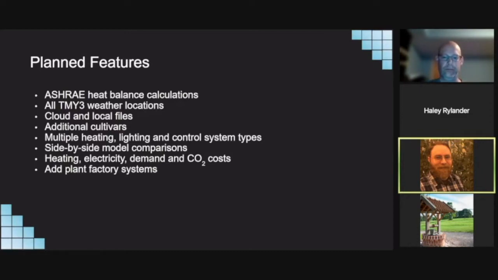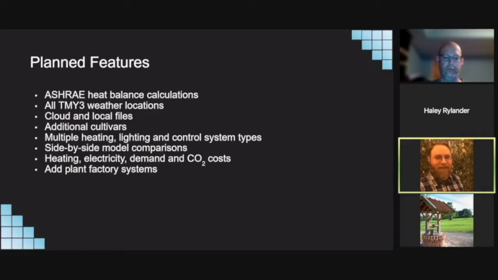We would like to have the ability to save your files both on the cloud and locally. For example, if you save your files on the cloud, you can access them from any computer, and they'll be in a centralized location, or you can back up your files to a local file. We're going to include additional cultivars. Traditionally, a lot of floriculture crops have been in Virtual Grower. We're going to expand that to vegetable crops and a few other things.